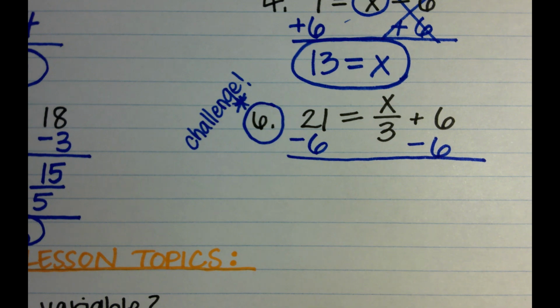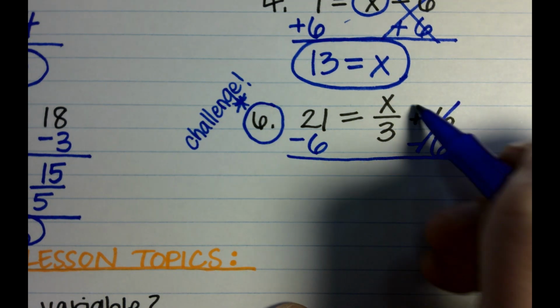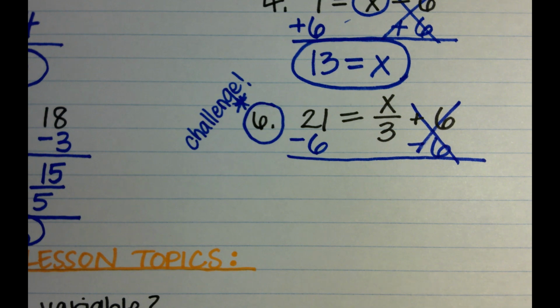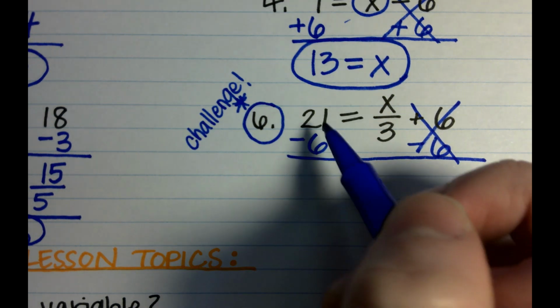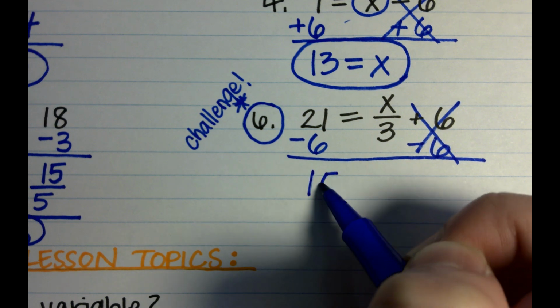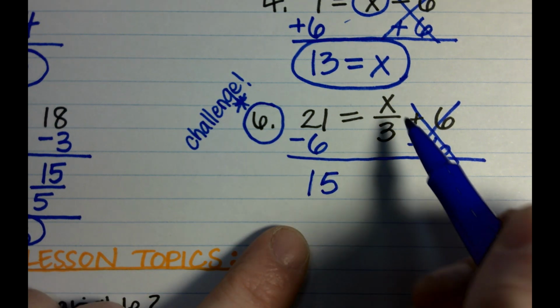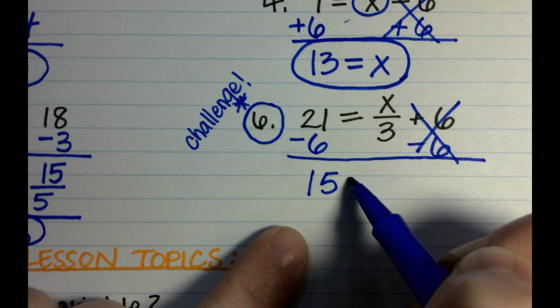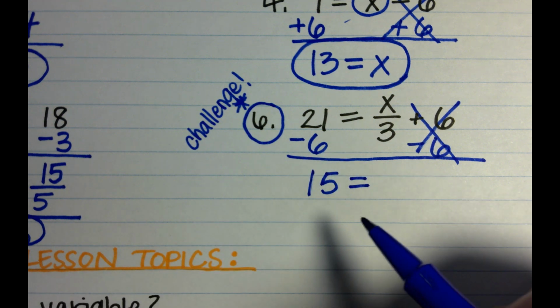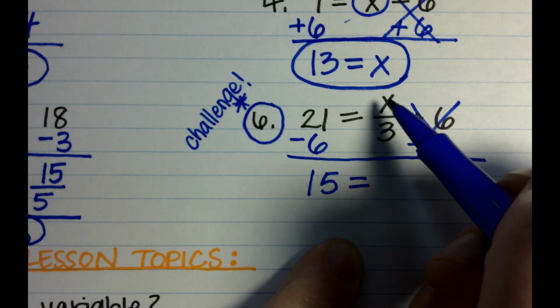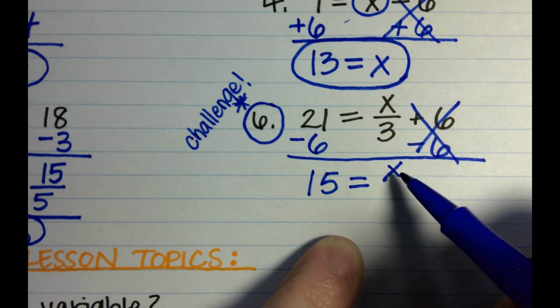The 6's cancel out. Yes, my 6's will cancel out. And what should I do now? 21 minus 6 is 15. Good. 21 minus 6 is 15. Equal x over 3. Good. Then we want to bring everything down. I've got 15 equals x over 3, or x divided by 3.